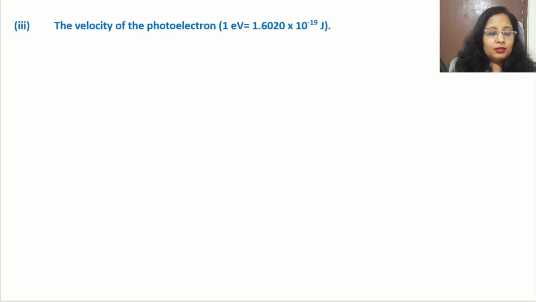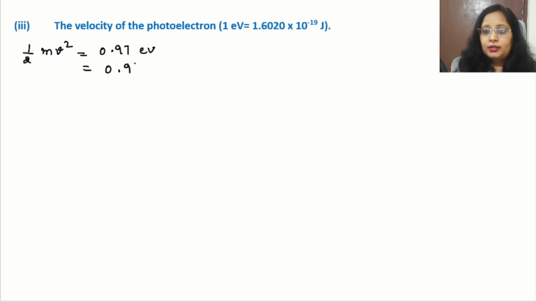Come up to the third part, the velocity of the photoelectrons. So as we know, 1 by 2 mv square, that is kinetic energy, is equal to 0.97 electron volt, which we got in the second part. This only we will use. So in place of electron volt we will write joule: 0.97 into 1.602 into 10 to the power minus 19. Now it comes as joule.